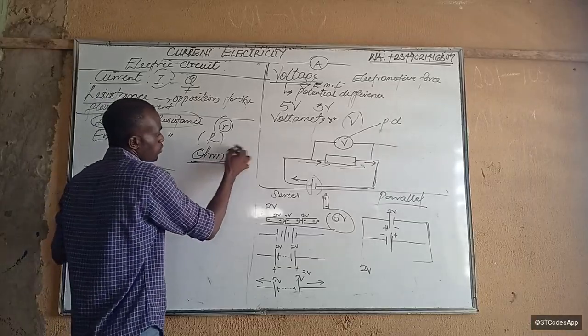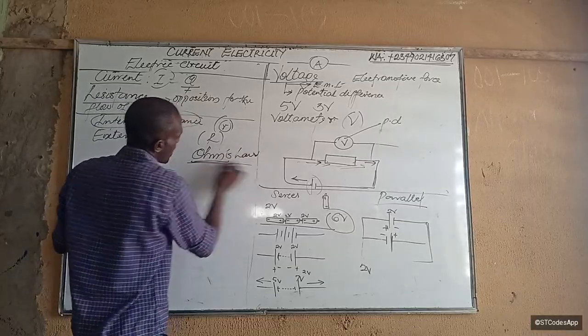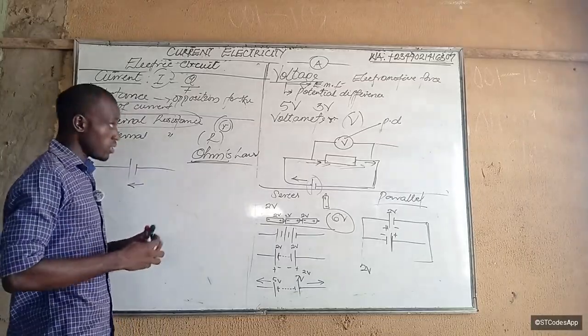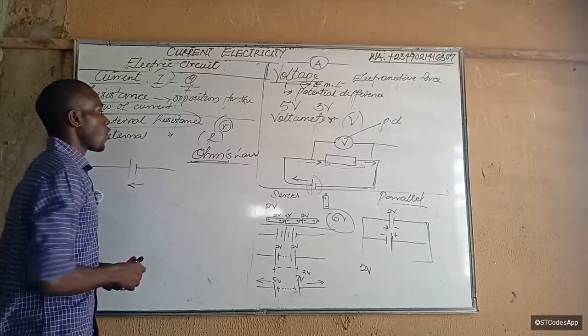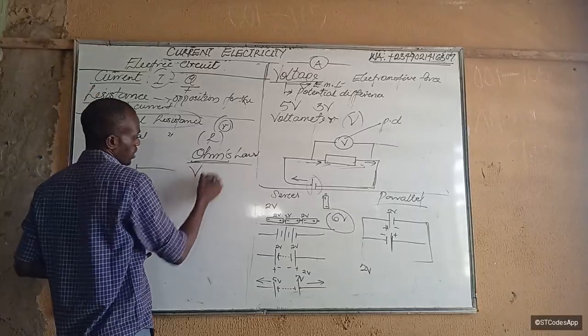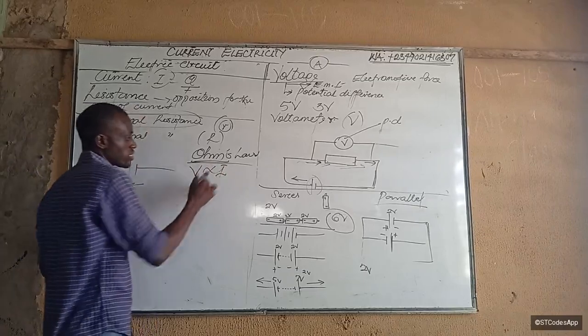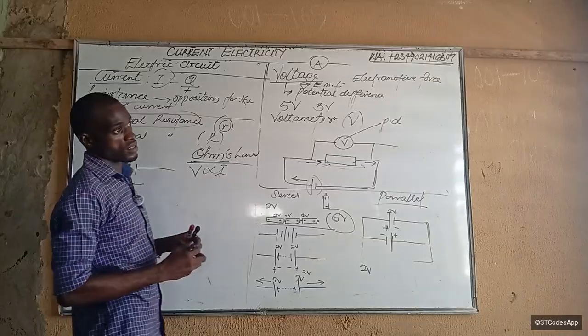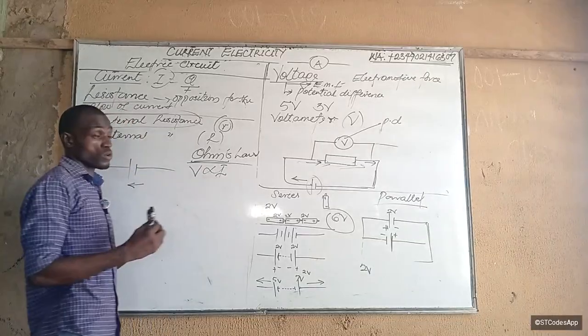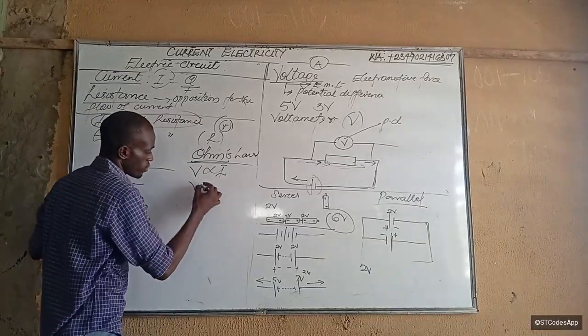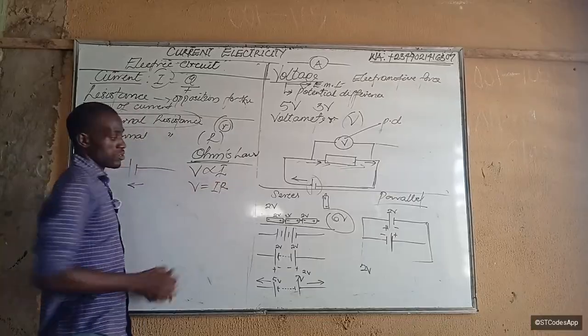George Ohm. Now, Ohm's law states that the current, I have derived the equation before, so I'll link the video in the description. Ohm's law says that the voltage across a metallic conductor is directly proportional to the current flowing through it, given that the resistance, the temperature and other physical conditions are constant. So we know that V is equal to IR. That's the relationship between them.